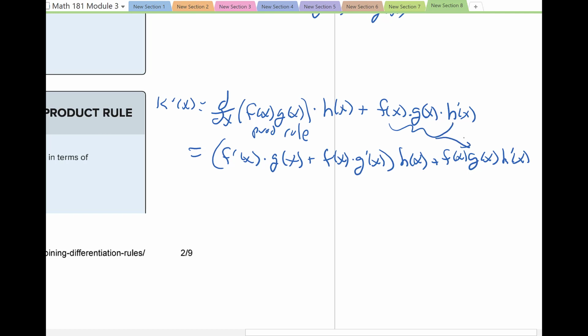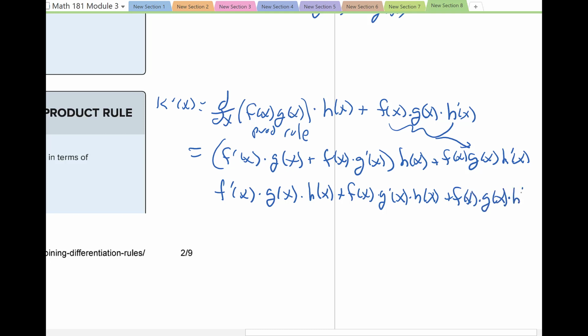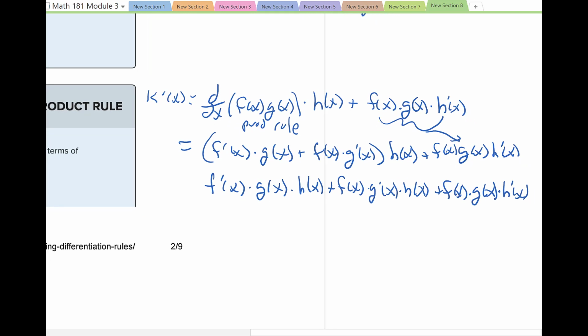Now, if I distribute the h of x into the first portion, we have an f prime of x times g of x times h of x plus f of x times g prime of x times h of x plus f of x times g of x times h prime of x. It's kind of interesting, huh? So it's like each one gets a derivative and the others get to be normal in each combination. And that's it.